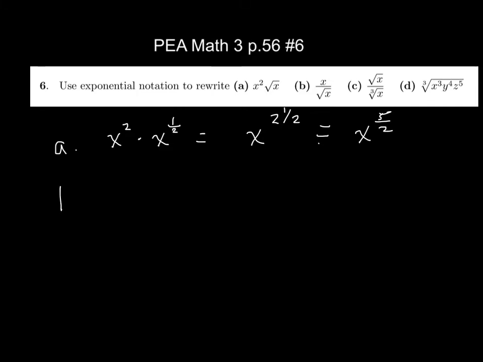B, same idea. We'd have x divided by x to the 1/2 power. Since you're dividing, what do you do to the exponents? Subtract them. So this would be x to the 1 power. 1 minus 1/2 would be x to the 1/2 power.